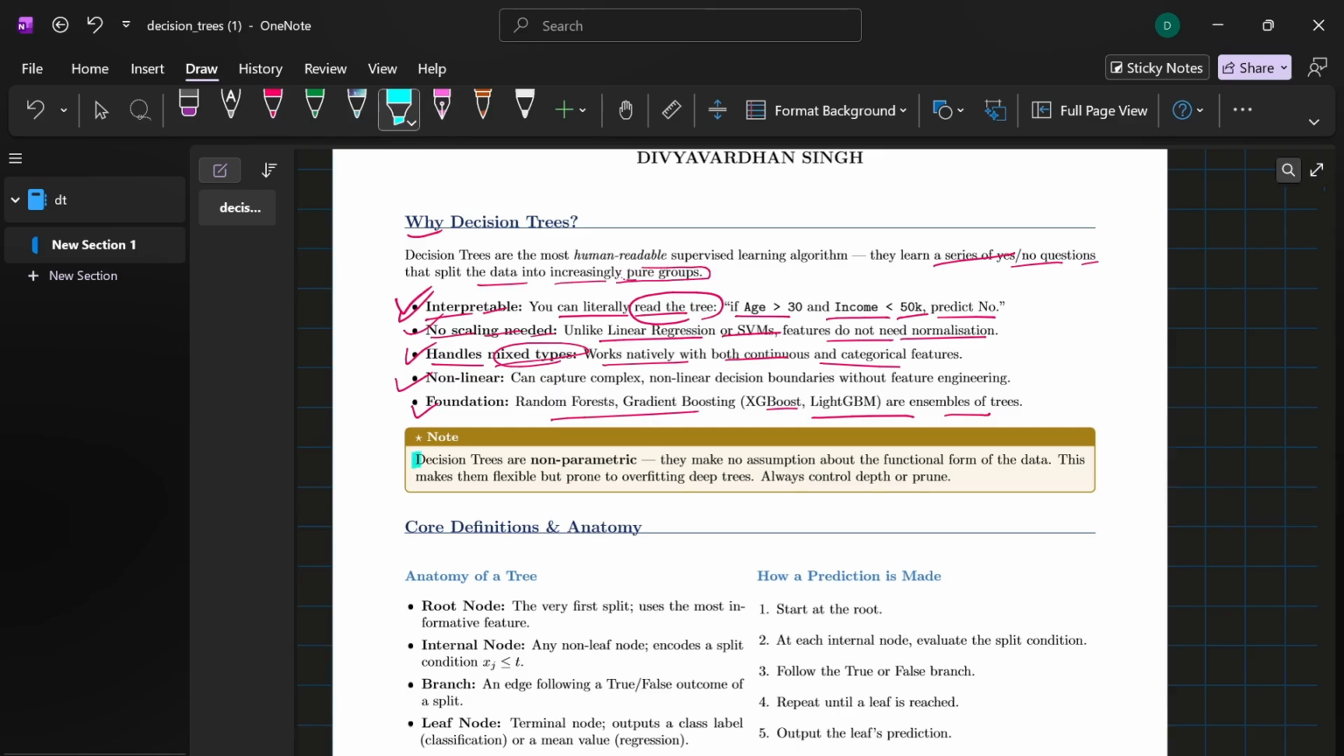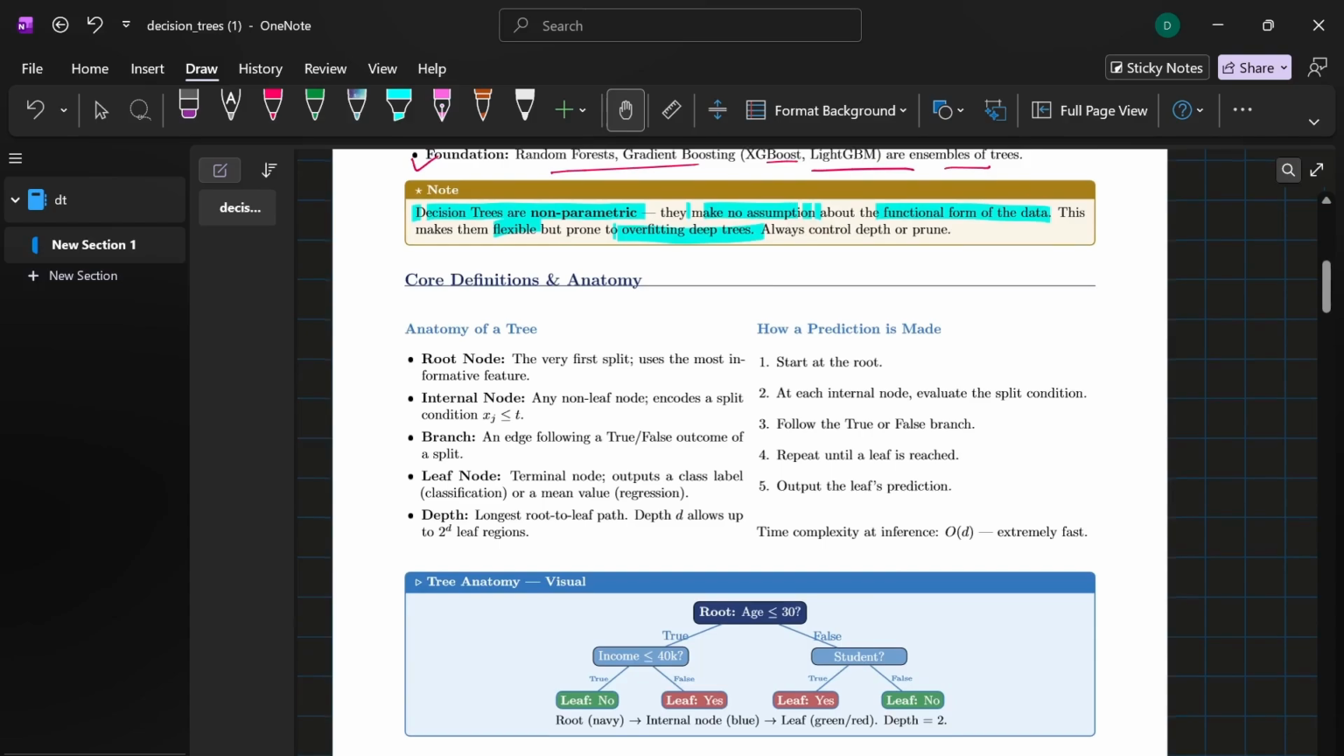Okay, one thing to note down is that decision trees are non-parametric. They make zero assumptions about the shape of your data. So they are super flexible, but that flexibility comes at the cost of overfitting also, which we're going to see in section 3.